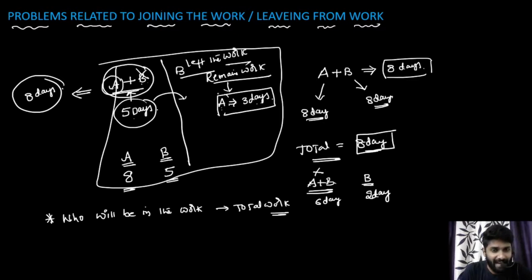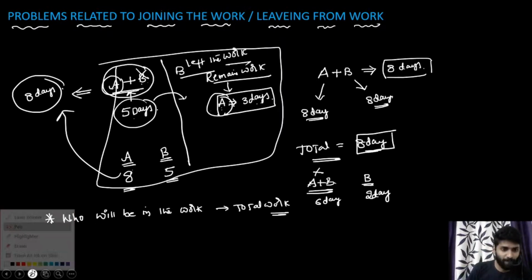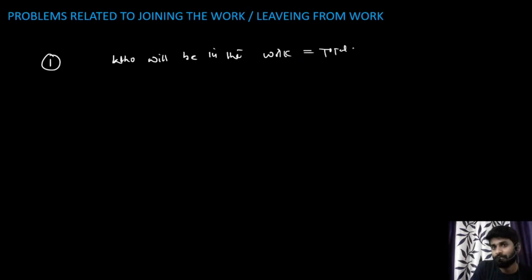Now observe guys, A is there for the entire work. So if A is available for the entire work, A's value is exactly equal to the total number of days. That is the point we need to recognize from this concept. So who will be in the work? It indicates the total number of days. Clear? That is the point we need to understand. So let me draw a line here. Who will be in the work? It indicates exactly the total work.